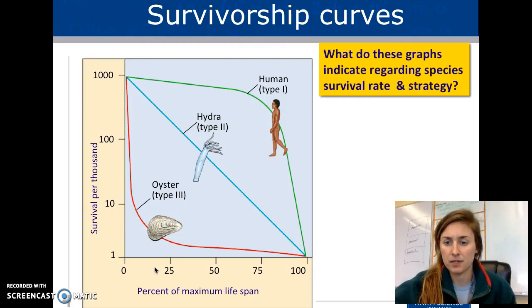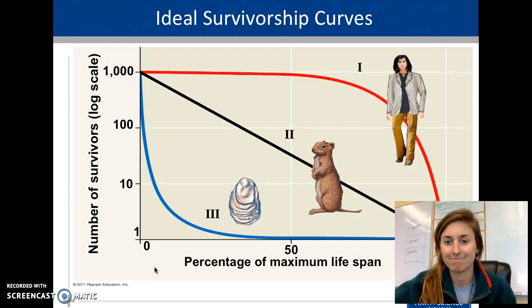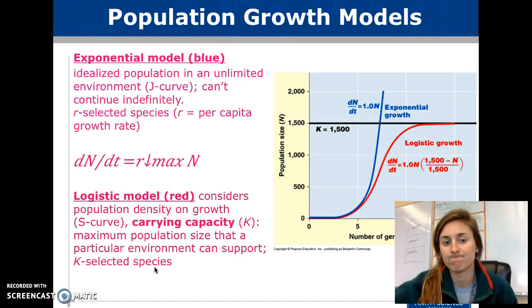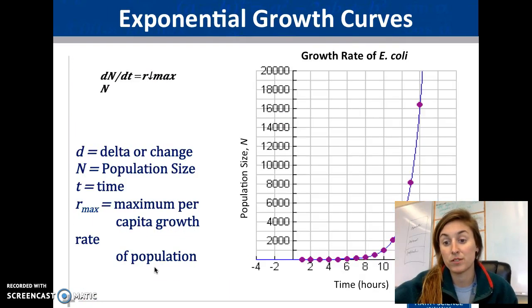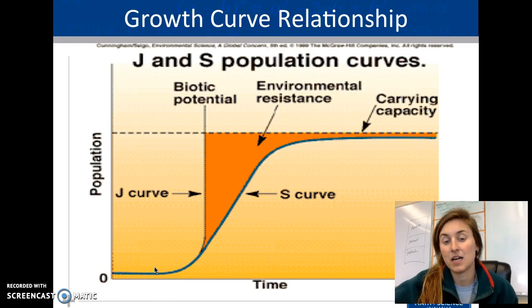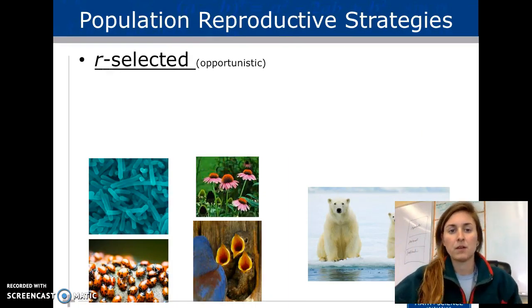Survivorship curves. I'm not going to go over this. You guys know this, hopefully. Pause it if you want to. Also, population growth curves, right? Logistic versus exponential. You know this too. J and S, right? The J curve versus the S curve, same thing. Carrying capacity, right? When we hit carrying capacity, boom.